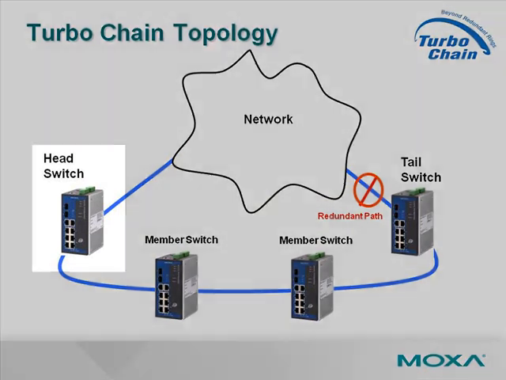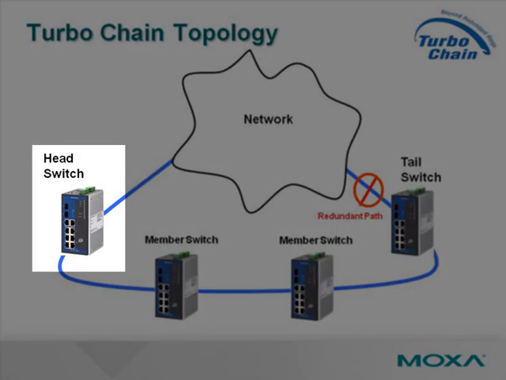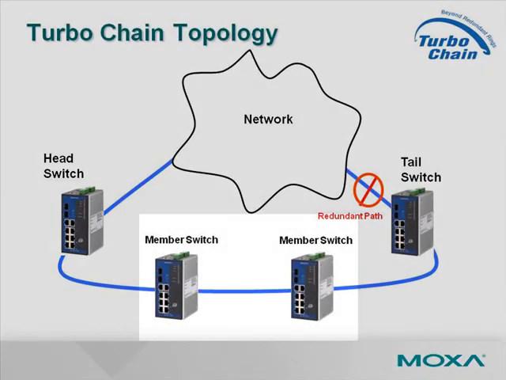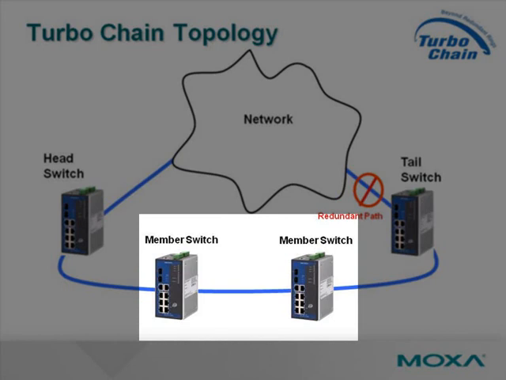There are 3 roles in the TurboChain topology. The first role is head. The head switch is the primary connection to the rest of the network. It connects to the rest of the network and a member switch.